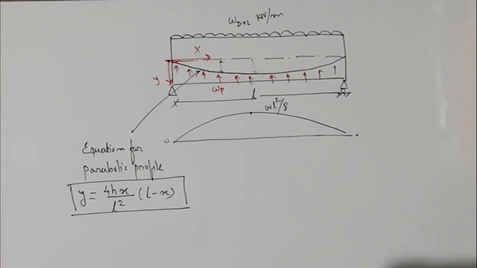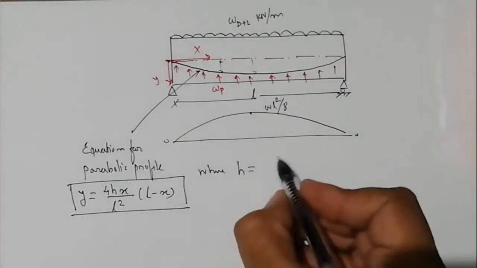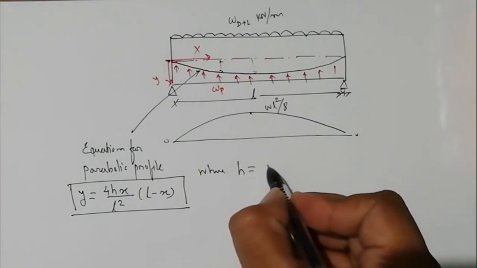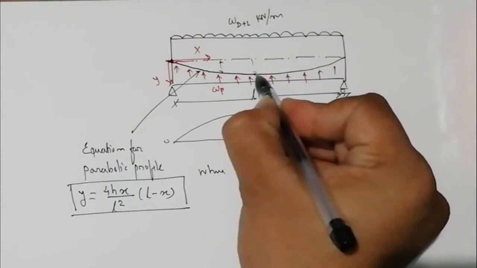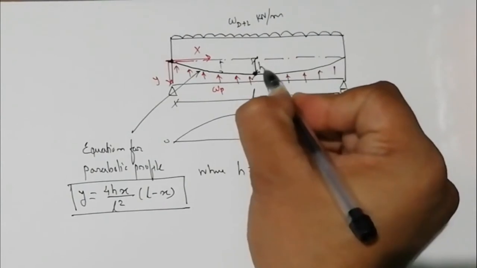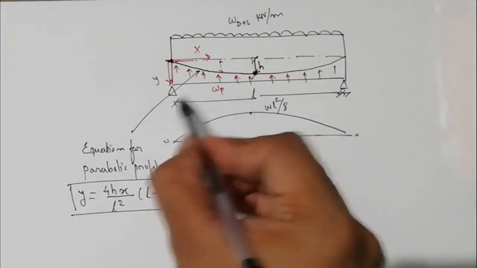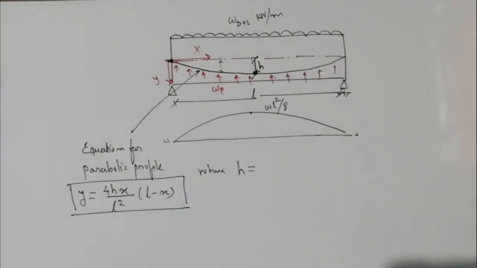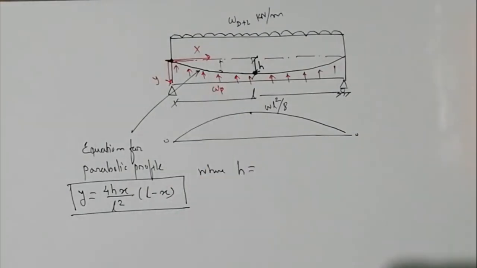This will give us a y at a distance x, where h is the total height, you can say. This is the first point of a tendon and this is the mid depth. So this is h. Okay. This is h. And x is the desired distance from the leftmost support. So from here we will be able to find the depth of the tendon.